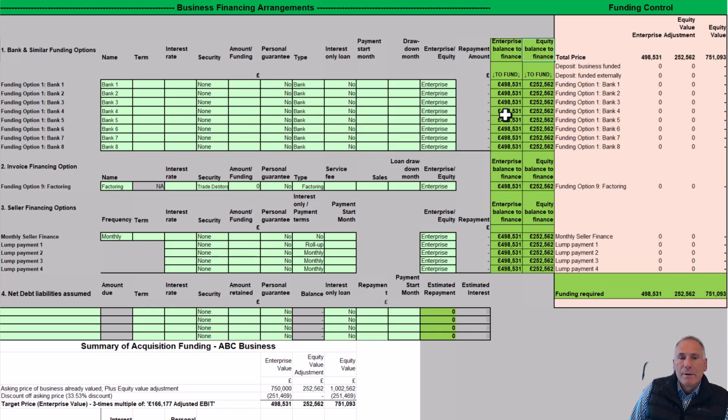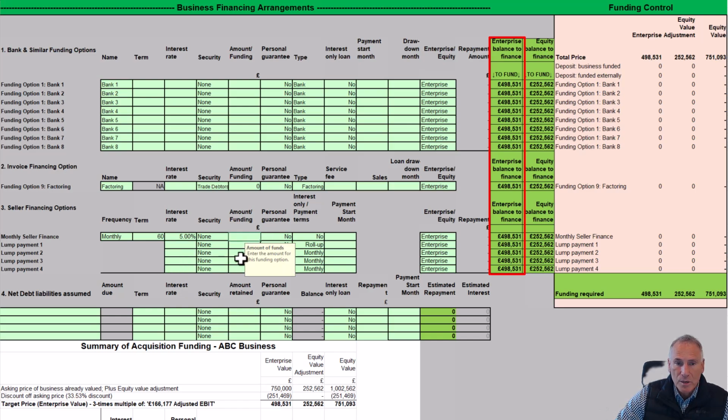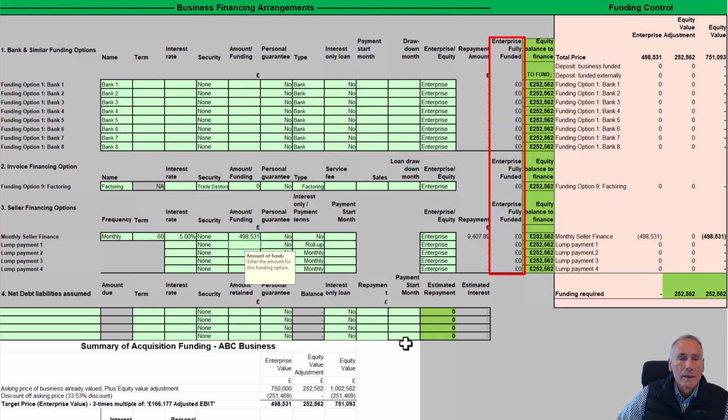So our first step is to look at financing the enterprise value, or the actual profit multiple. One way to do that would be to say to the seller or the owner, would you accept seller financing? So we could possibly finance the whole lot of that. Let's assume we do that over 5 years on a monthly basis, so you pay it monthly. Let's assume we agree a 5% interest rate, and that's all negotiable. And let's just put an amount in there of 498,531. And that's that done.